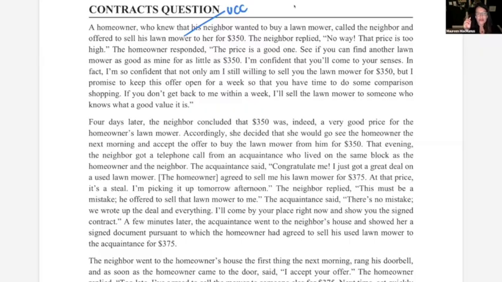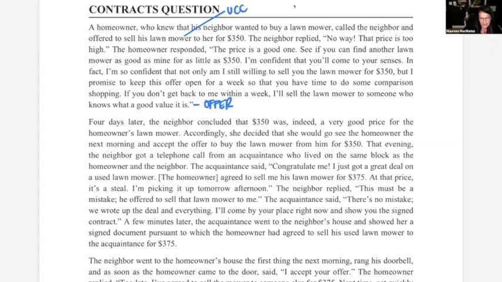So called the neighbor, offered to sell his lawnmower to her for $350. The neighbor replied, no way, that price is too high. The homeowner responded, the price is a good one. See if you can find another lawnmower as good as mine for as little as $350. I'm confident that you'll come to your senses. In fact, I'm so confident that not only am I willing to sell you the lawnmower for $350, but I promise to keep this offer open for a week so that you have time to do some comparison shopping. If you don't get back to me within a week, I'll sell the lawnmower to someone who knows what a good value it is.